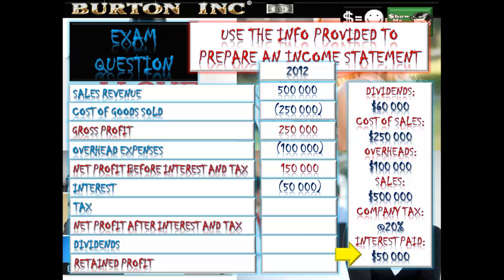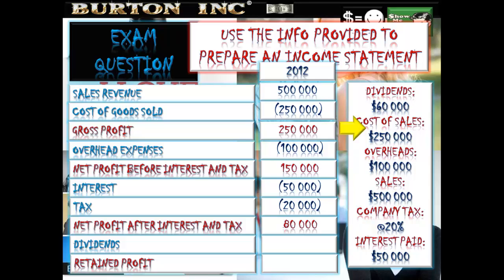Now that's at 20%, so that's not hard to figure out. 100,000 at 20%. We're going to have to pay the government $20,000. And after that we can calculate net profit after interest and tax. 150 minus 50 minus 20, 80,000.